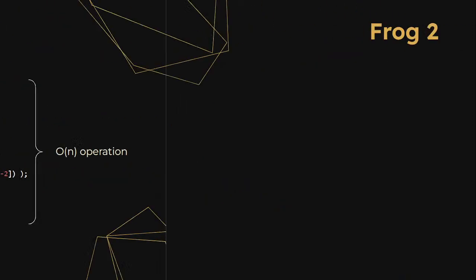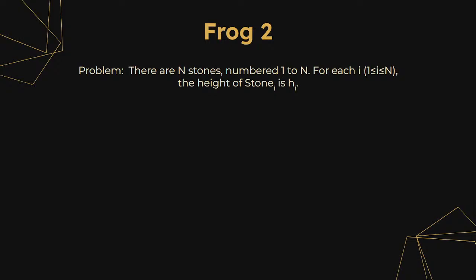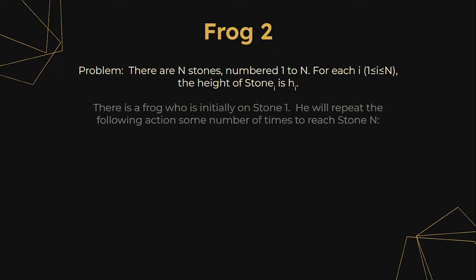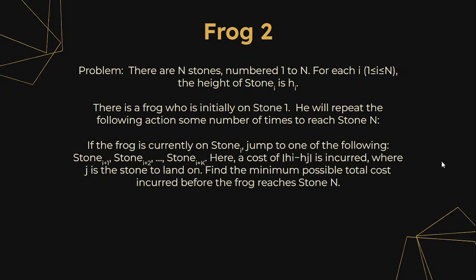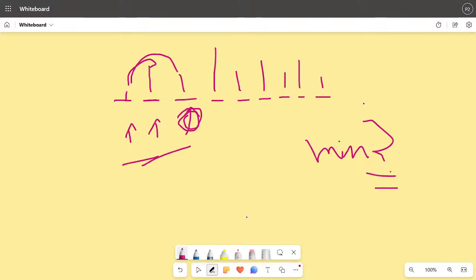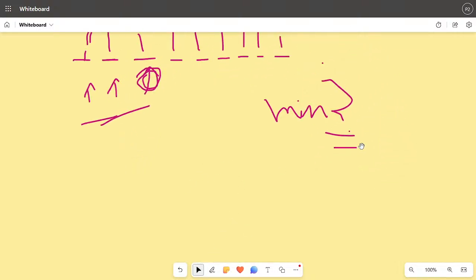Now let's look at Frog 2. The question is the same, the only difference is that instead of 2, we can now jump k steps forward. The question is exactly the same. The constraints for n and h are the same, and k is 100 at max. So it's the same problem, and if you want, you can think for some time, and if you have any approaches, please do share them in the chat.